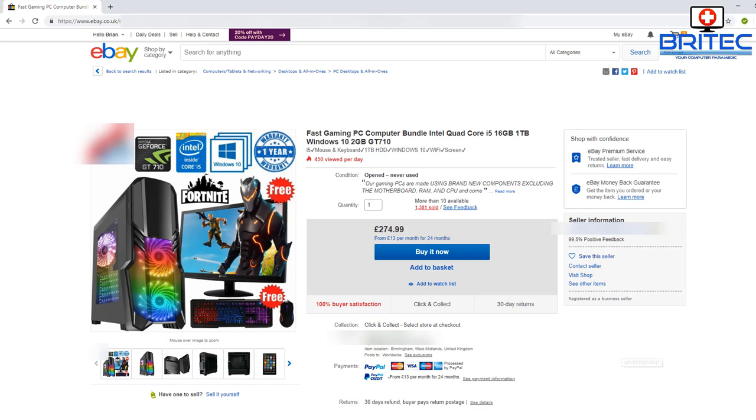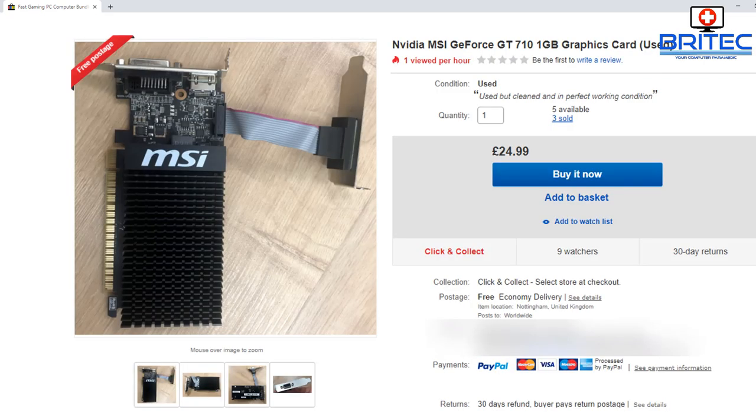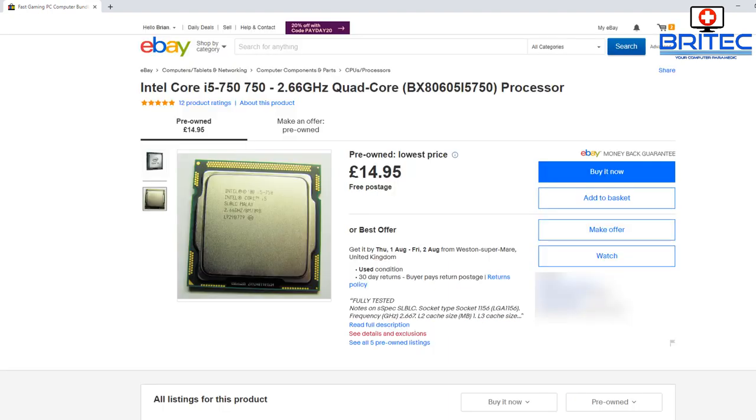And of course, the thing you've got to look out for is sellers on eBay selling stuff that isn't worth what it is, really, to be honest. You can see here, fast gaming PC computer bundle with Intel quad core i5. And you can see here it's 16 gigabytes of memory, which is generic memory, which will be green. They'll fill up the bays on the motherboard with all the old green memory. It'll have a terabyte drive in there, and it's got a GT710, which isn't worth anything. They've probably got these from offices and stuff like that. And of course, what you're getting is an old second gen i5 processor.